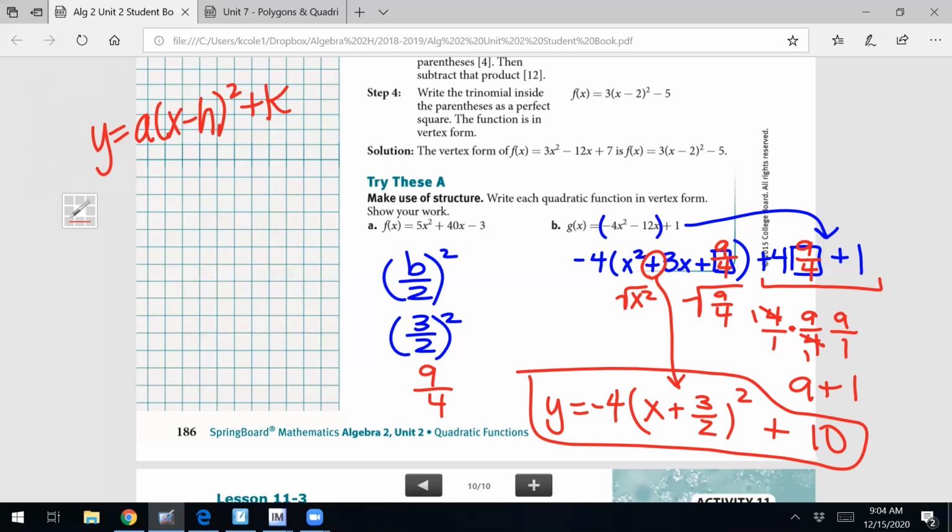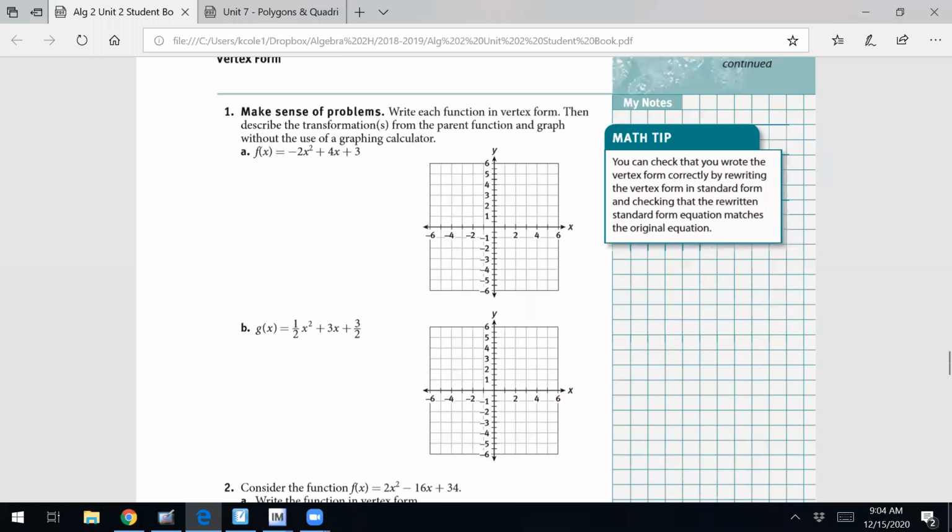What do you think? Is that the hardest thing you've ever done? No? Good. Okay, did they give us some more examples? What do they want us to do? Put it in vertex form and then graph. Okay, cool. We can do that. All right. So first step is to put it in vertex form. Okay. Whoops. Sorry. Wrong button.